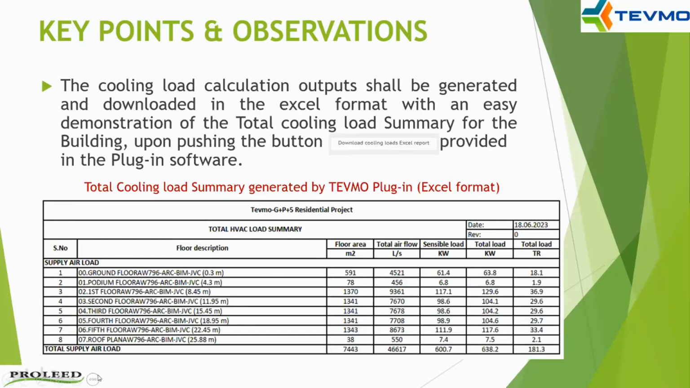And coming to the final output files, the cooling load calculation outputs can be generated in a standard Excel format, with an easy demonstration of the total cooling load summary for the building. After obtaining the cooling load calculation, we just push this button available in the plugin software, which is Download Cooling Load Excel Report, as rightly shown by Victor in his presentation, and it will give you an Excel report in the format shown at the bottom.